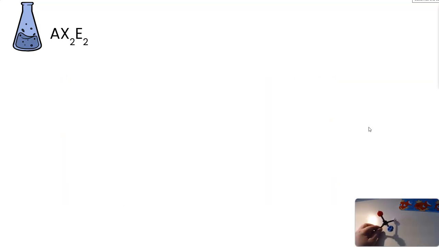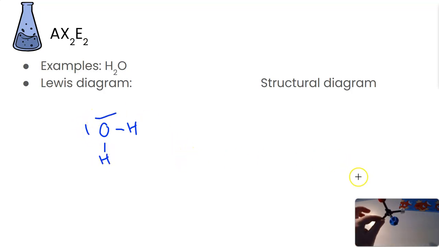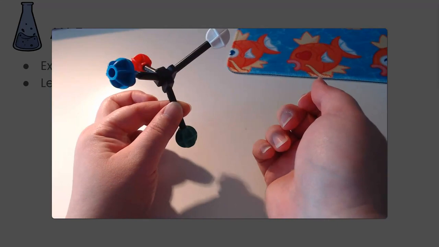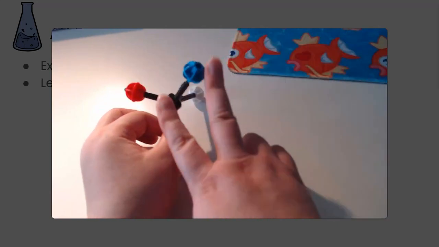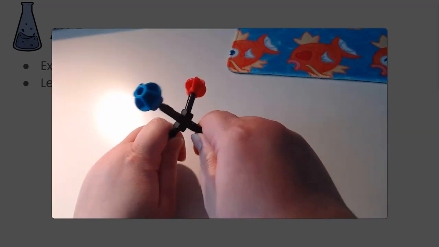The last shape that we're going to be looking at will have 2 bonding pairs and 2 non-bonding pairs, and here is that water example. So when you draw your Lewis diagram, I'm going to go with the tried and true, and let's take a look at what this looks like with our structure. So it still has 4 electron domains, so the electron domain geometry is still going to be tetrahedral, but because of the fact that we have 2 lone pairs, 2 of these are going to be invisible.